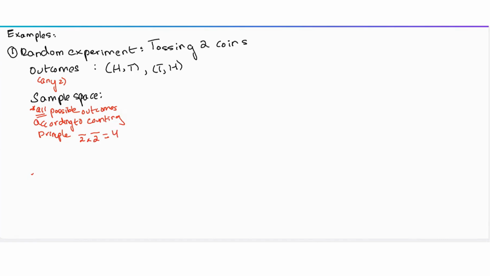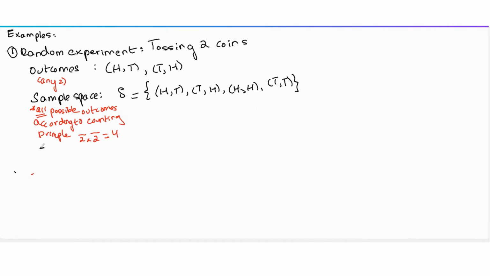So our sample space is a set of all possible outcomes, and using the basic counting principle, we already know without even writing the outcomes that there will be 4 possible outcomes, which are head and tail, tail and head, head and head, and tail and tail. Just keep in mind, sample space is the set of all possible outcomes, and using the basic counting principle, we already know there will be 4 possible outcomes for this random experiment.